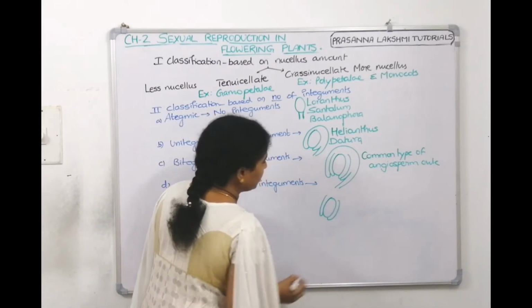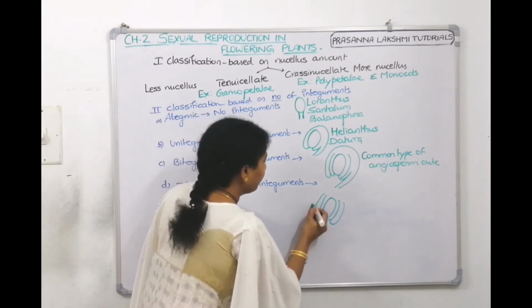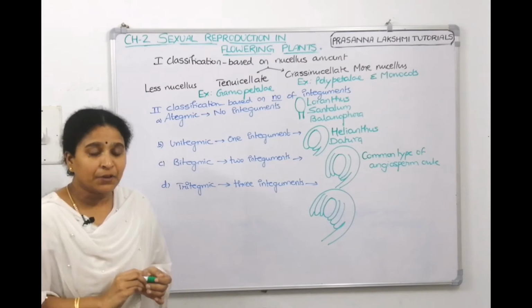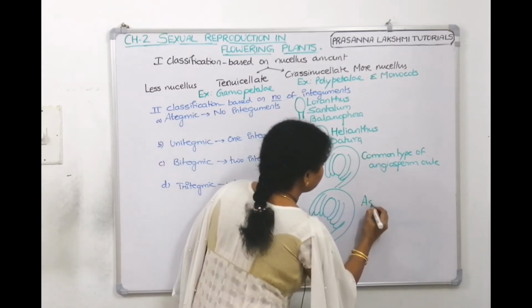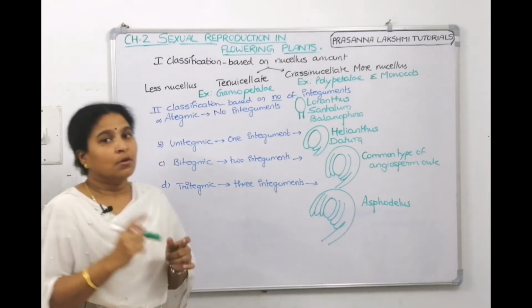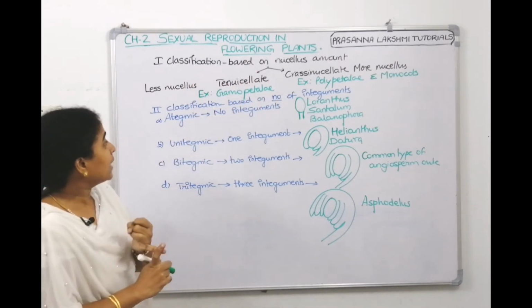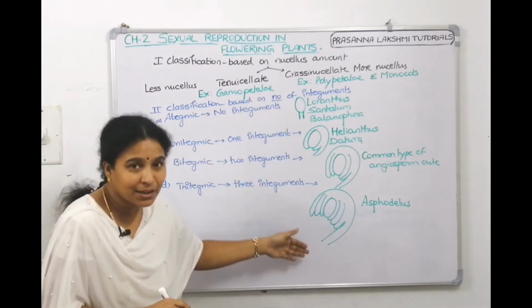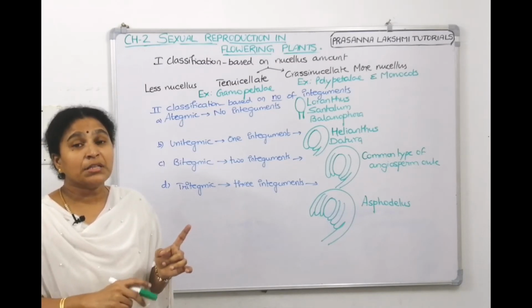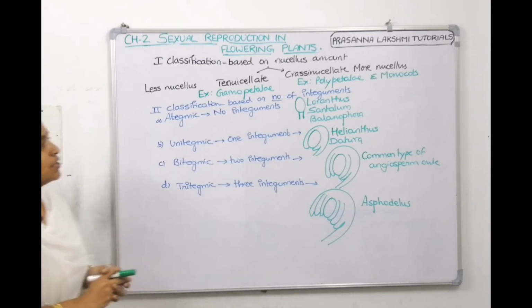So, one integument here we draw. The second integument also we showed. Third integument. This is called tritegmic. Example for tritegmic is Asphodelus. So, we are classifying the ovules on the basis of amount of nucellus, first classification. Second classification is on the basis of number of integuments covering them, with examples. Take a screenshot, then we will see the classification of the ovule based on the positions of the micropyle, chalazal end and the funicle.